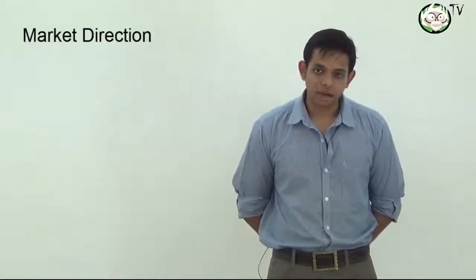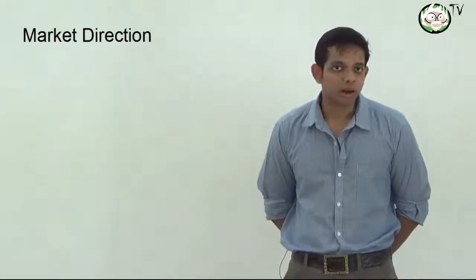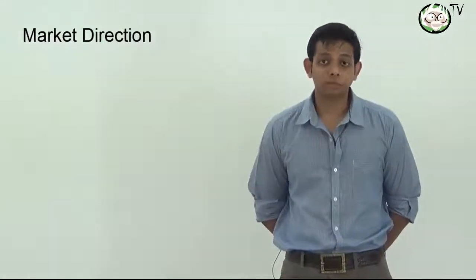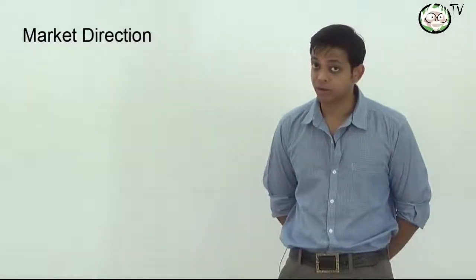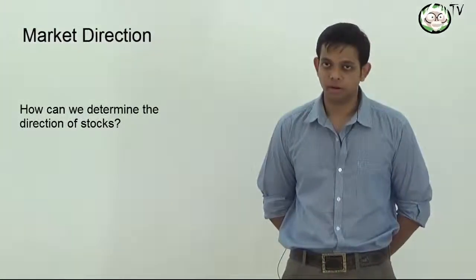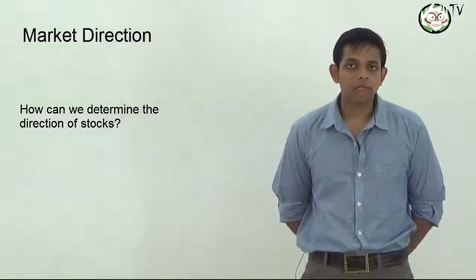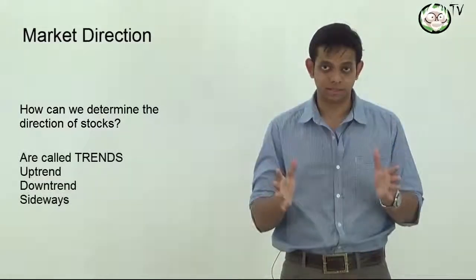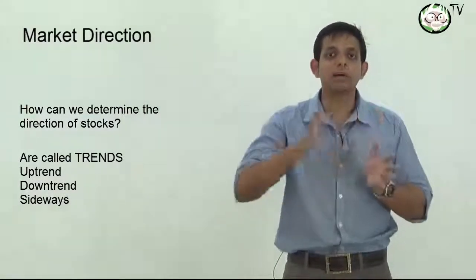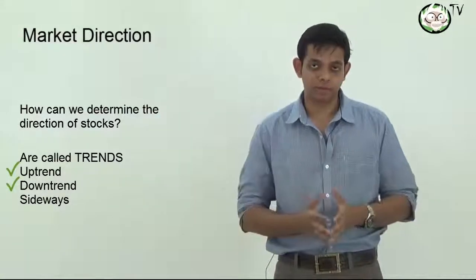Today we are going to learn about market direction. Now it's very interesting because everyone keeps coming up with this question: will the markets rise or will the markets fall? Well, using just a few technical tools, and I'm not talking about indicators, just pure price action, we can actually determine market direction. Now, market direction is referred to in the technical world as trends. So, a stock moving upwards is in an uptrend, and a stock moving downwards is in a downtrend.